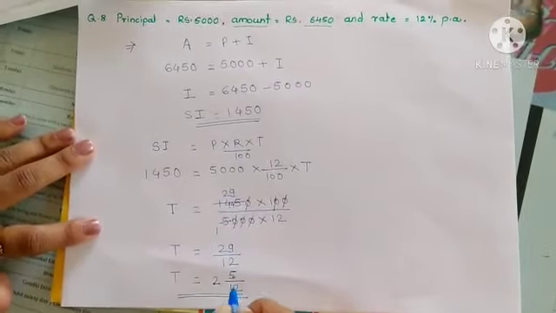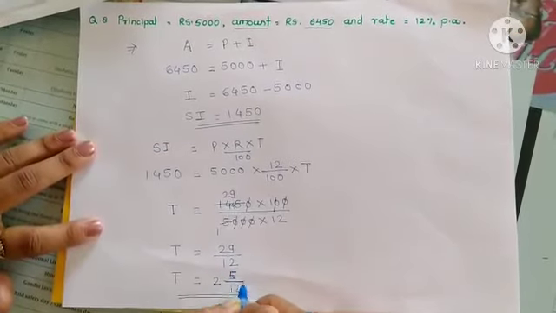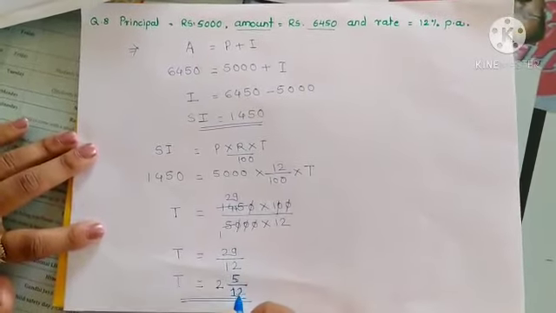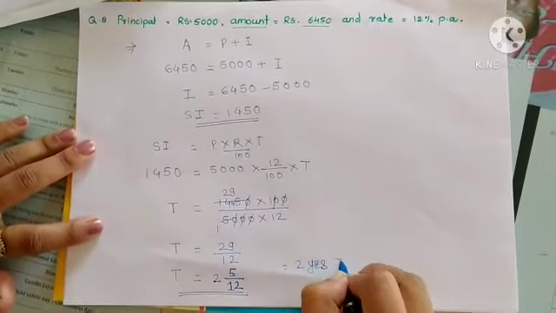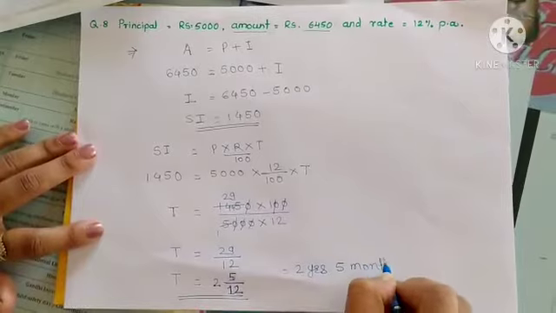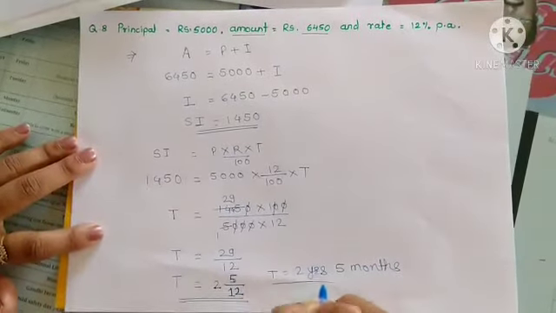Means we can write this as: 5 is the months and 12 is the 12 months in a year. Means 2 years, 5 months is the time.